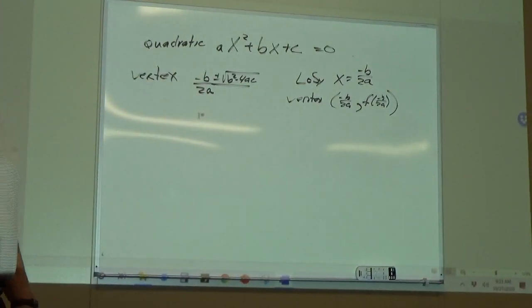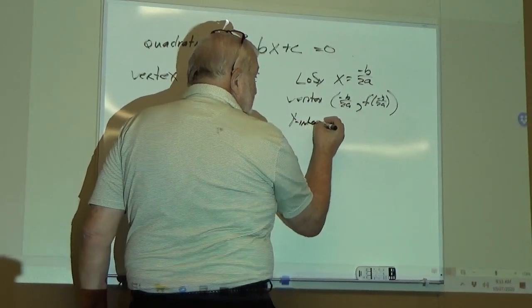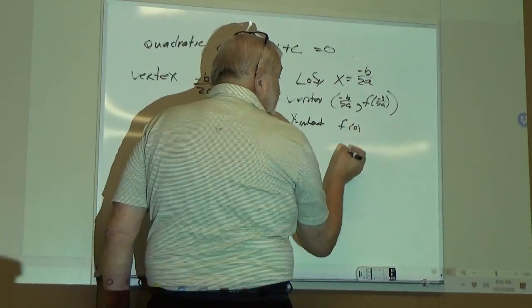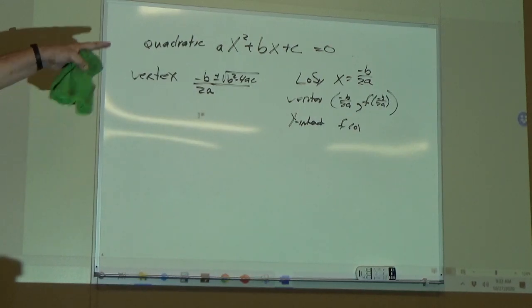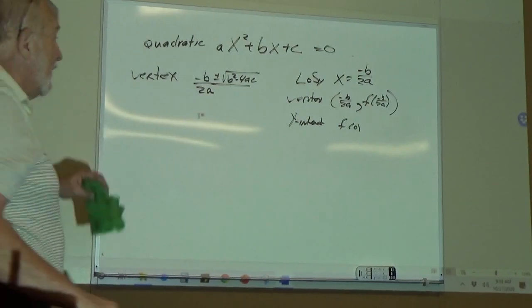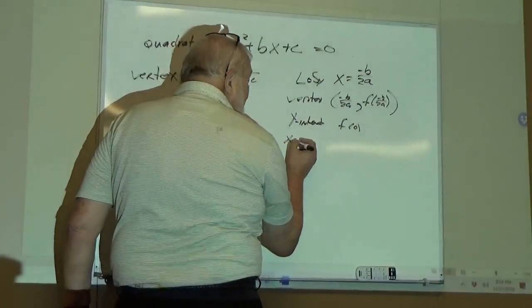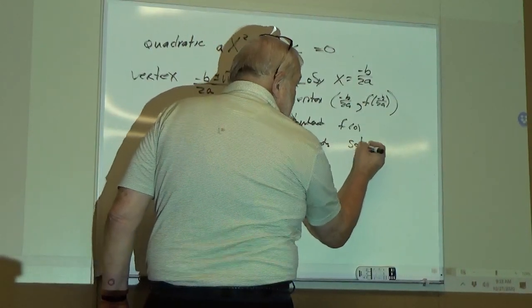Okay? Now, the y-intercept is f of 0. Because when x is 0, whatever's left becomes the y value, 0, comma, y, which is the y-intercept. Now, if you have those points, you could probably graph. And then the next part is called the x-intercepts. And that is the solutions.